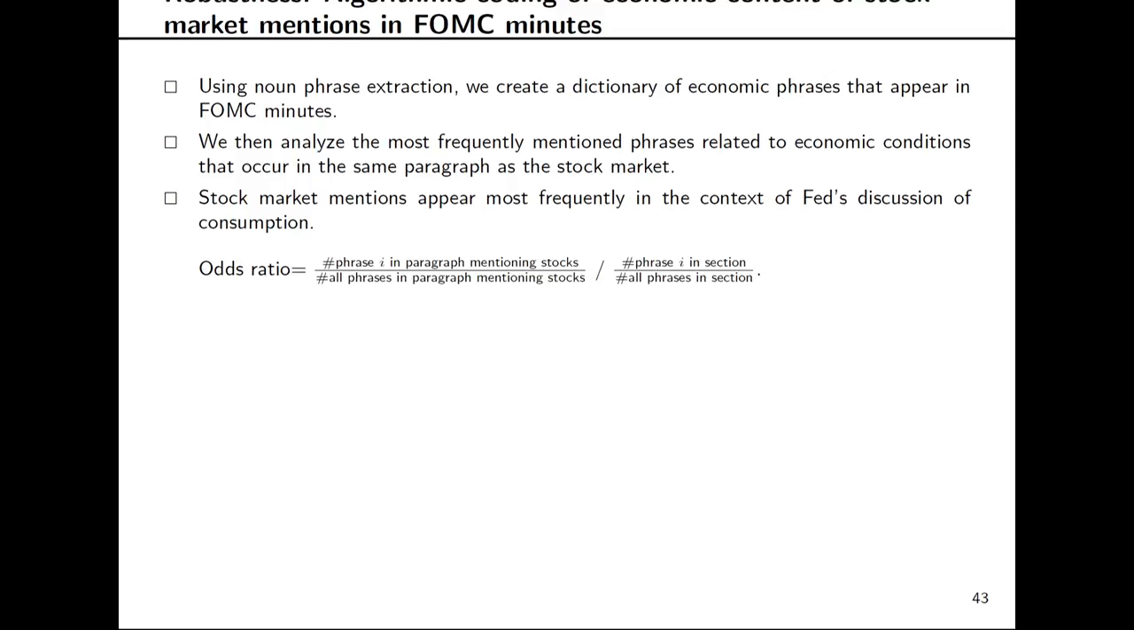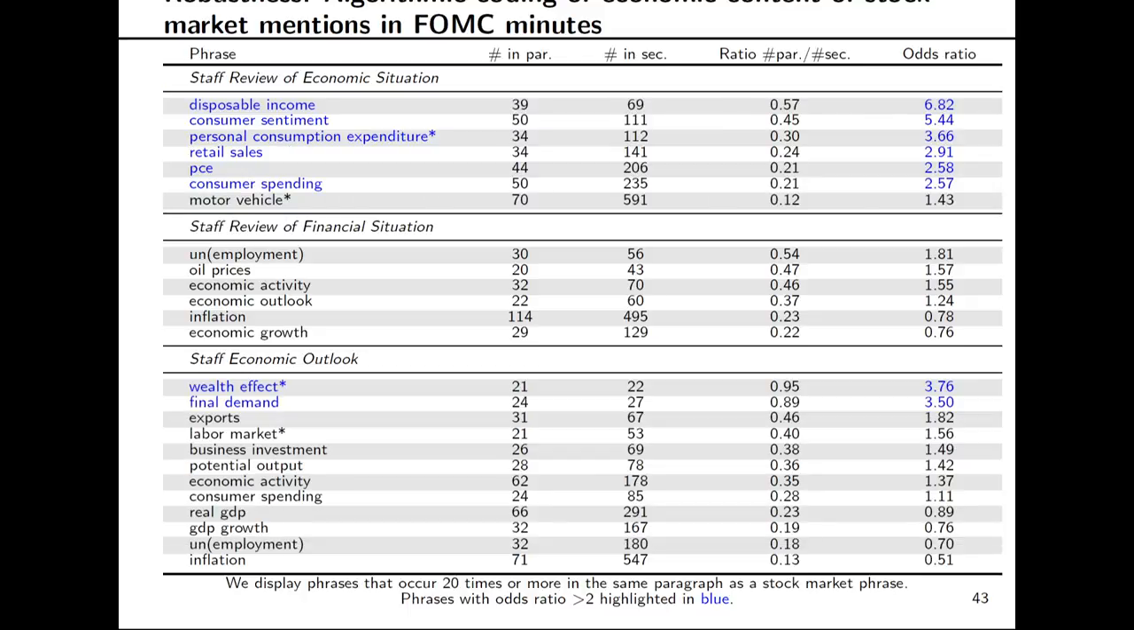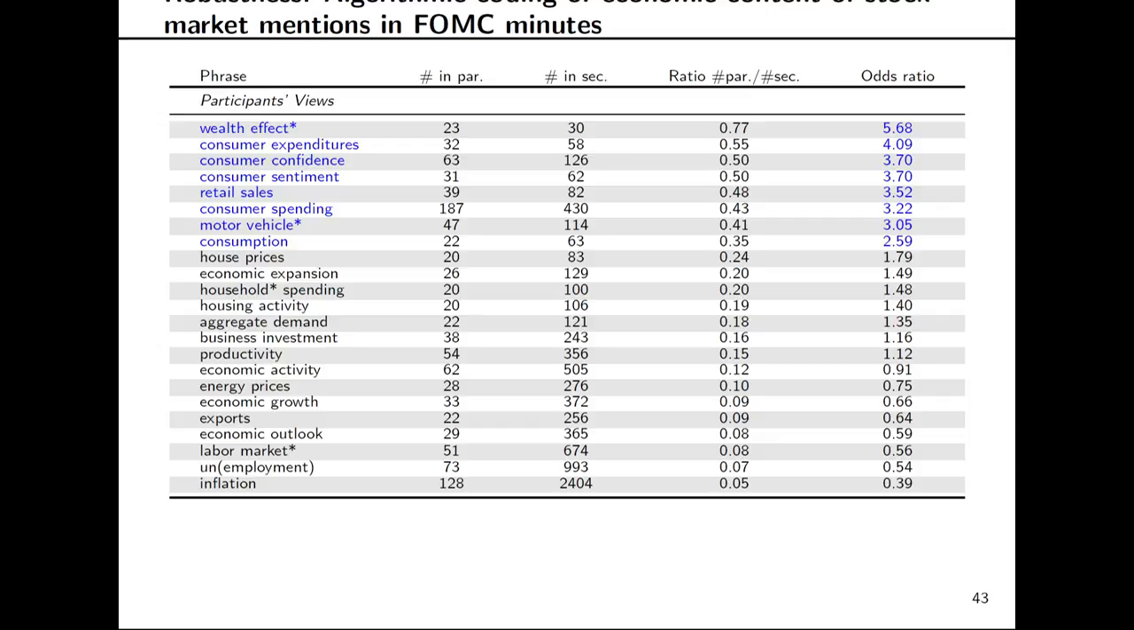So you might be a little skeptical that, once I had read 100 of those paragraphs, I was just looking for the word consumption. So we did some Python code here to try to more systematically look at what else is being mentioned in the context of consumption. Let me just show you here what happens for the participants. We look for all economic concepts. We make our own dictionary of economic concepts, and we see what's disproportionately being mentioned in the context of a stock market mention. And we sort by the economic concepts that are disproportionately mentioned in that context. And the stuff that shows up is really all consumption related. Okay, so this was the Python code check on the reading of the paragraphs.